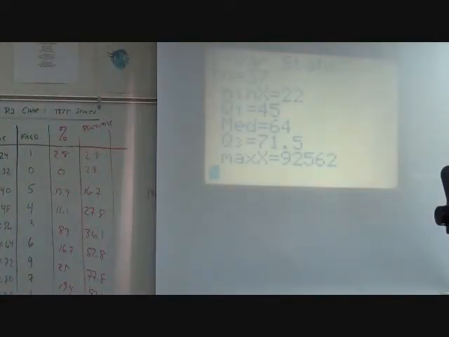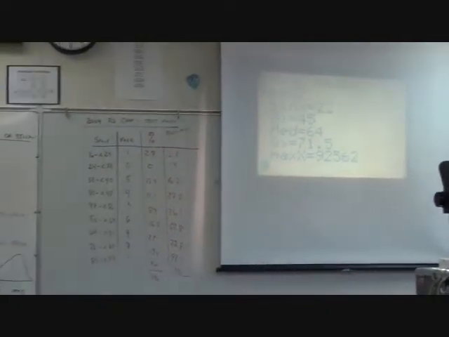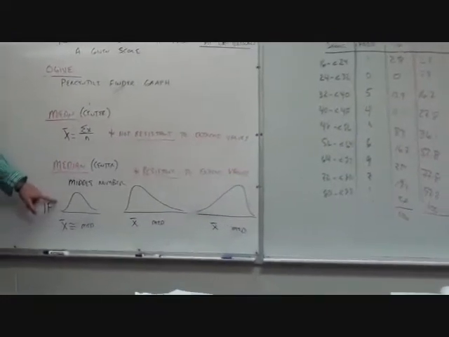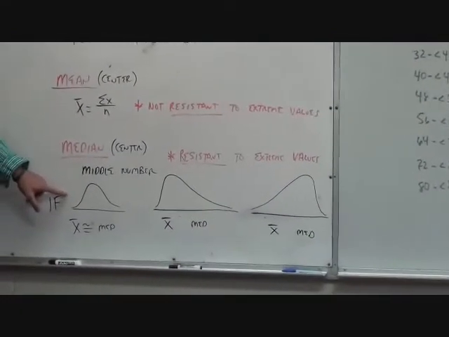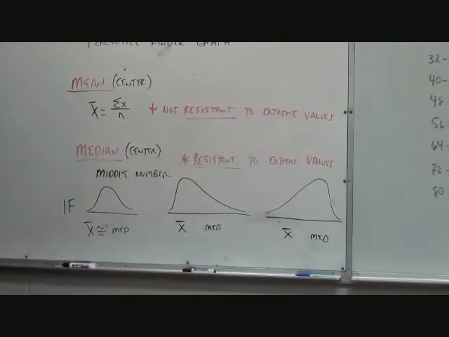All right, so we say that the mean is not resistant to extremes. It's going to run to them. Whereas the median is resistant. All right, so what does that mean for what we're doing right now? If you have data that's symmetrical, you don't have any extreme values, right? Then the mean is going to be approximately equal to the median.